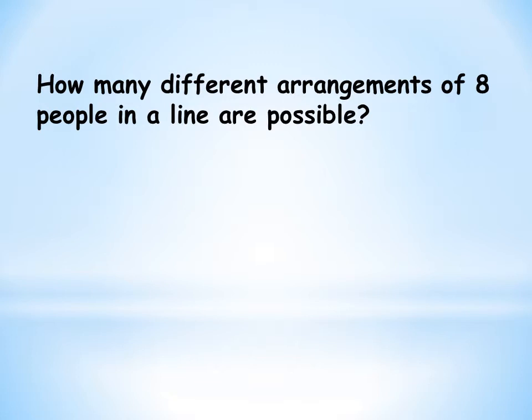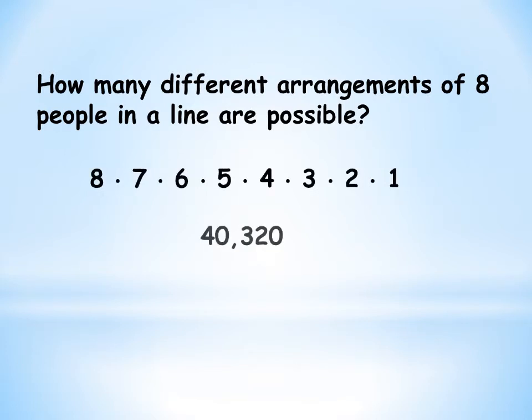How many different arrangements of 8 people in a line are possible? Well, if I take 8 people in the room and I say go line up, how many possible people could be first in line? Well, 8 people could be first in line. But now that one person is already first in line, how many people could be second in line? Well, now only 7 people could be second in line because someone has already taken the first slot, and so on and so forth. So 8, 7, 6, 5, 4, 3, 2, 1. Multiply those together, and you get 40,320 different possible arrangements of 8 people.